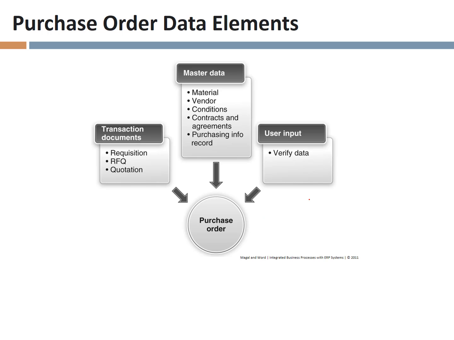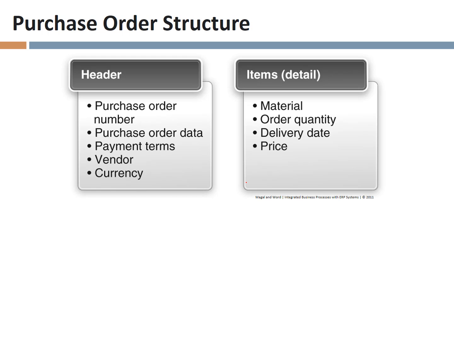I'm not going to spend a long time going through these diagrams. Here are things that you see in your textbook, and they kind of just reinforce what we've been talking about here, where you could take a requisition or a quotation or a request for quotation, you could copy that information to a purchase order, and you're putting down the material you want to buy, the vendor, the pricing conditions, and so on. All of that is what goes on to the purchase order itself.